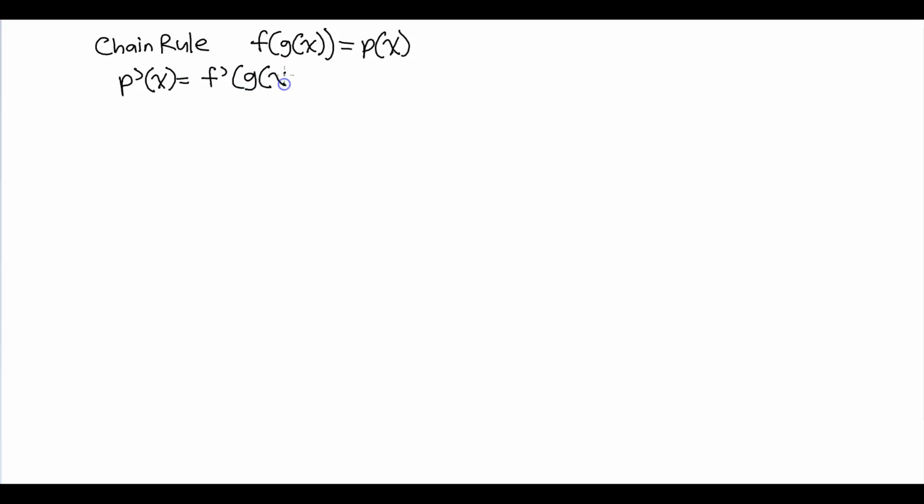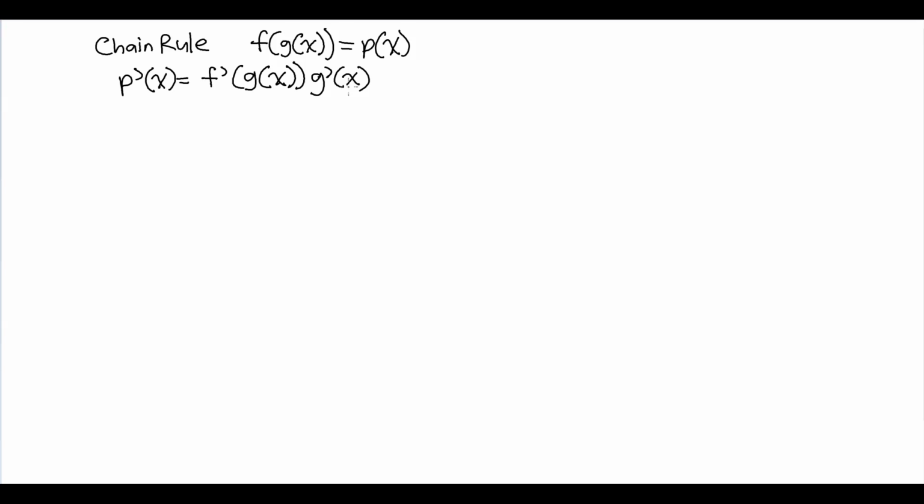Okay, so in the last video, we learned about the chain rule, which said if you had a composite function f of g of x, which we'll define as p of x, then p prime of x will be the derivative of the outside function with respect to the inside function times the derivative of the inside function with respect to x. Okay, so we did that last time.